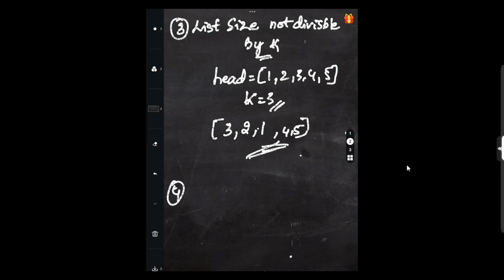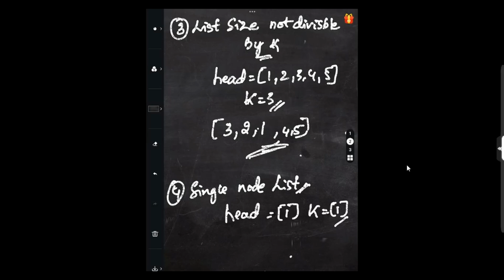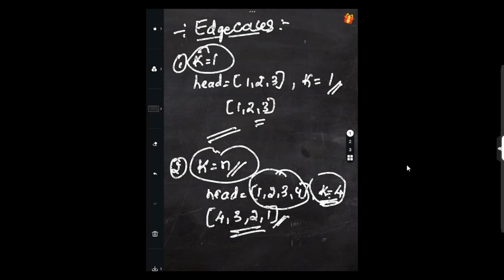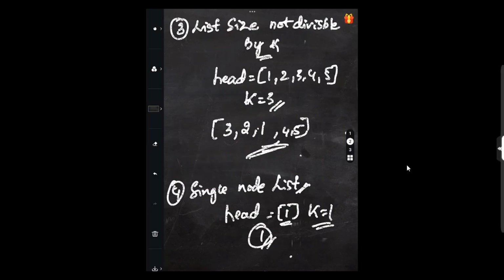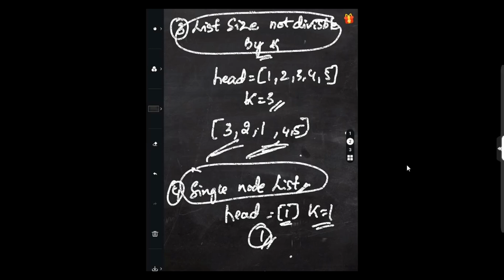The final, fourth edge case is a single node list. Let's consider the input head equals 1 and k equals 1. The output will be 1, because we have only one element. When we reverse, we get the output 1. So these are the 4 edge cases we need to remember: when k equals 1, when k is n, when the list size is not divisible by k, and finally the single node list.